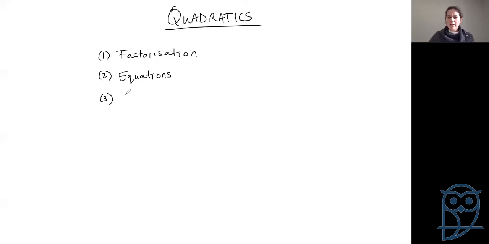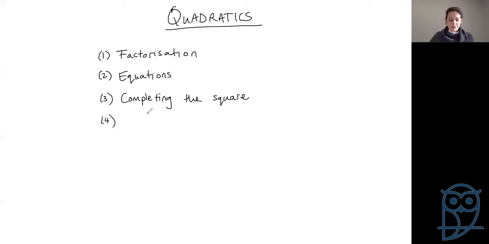You're going to be getting a lot more familiar with completing the square, and the incredible value of completed square format. This is the way that you really get to know your quadratic.